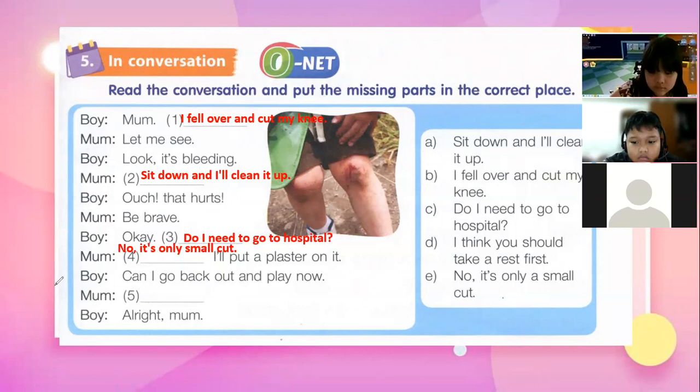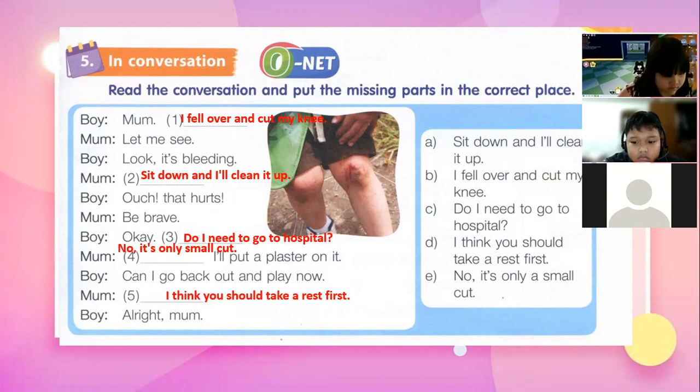Okay, now it's the boy's turn. Can I go back out and play? So here the mother already put a plaster on the small cut. So now the boy would like to continue to play. That's why the boy is asking again, can I go back out and play now? So the mother has to reply, to suggest. What will be the mother's suggestion? D. Very good. D is, I think you should take a rest first. Boy: All right, Mom. Okay, so now the conversation is complete.